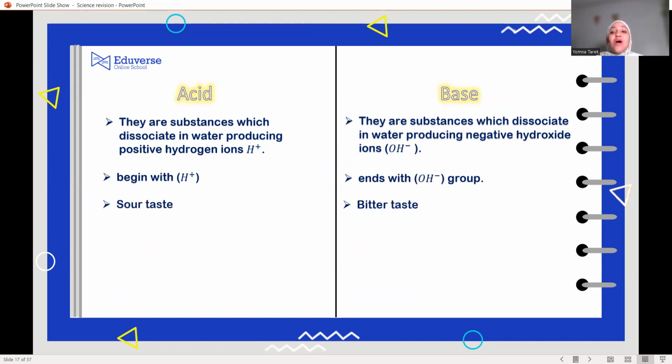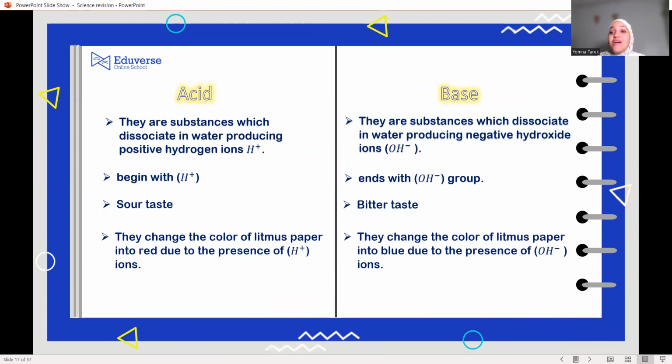Acids have a sour taste, like the lemon. Bases have a bitter taste. We have something called litmus paper. When we put acids on litmus paper, they change the color into red, while bases change it to blue. We can memorize it: bases begin with B and blue also begins with B. So bases change the litmus paper into blue color. Here, like HCl, as we said, like HNO3 and so on. H2SO4, bases like NaOH.